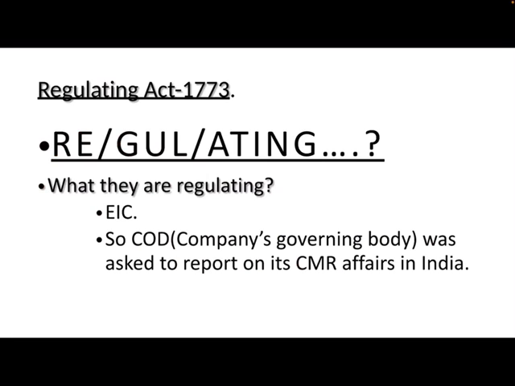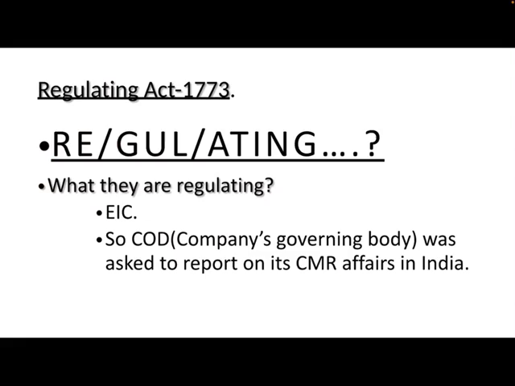So this is it. I hope this was very easy for you. Regulating Act. RE for Supreme Court. The first Supreme Court was established based on this act, and GUL for governor became Governor General. That is, Governor of Bengal became Governor General of Bengal. And what they are regulating is the East India Company, through their Council of Directors. And how they regulate, they will write a report on the civil and military relations to Britain. So this is it about the Regulating Act of 1773.